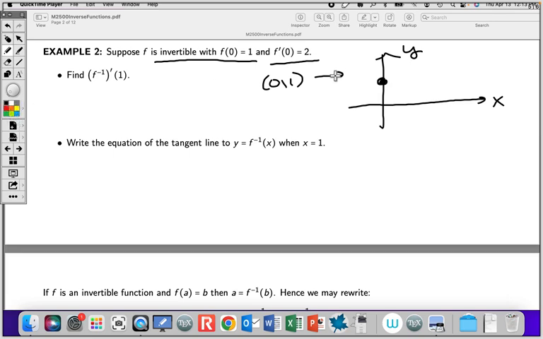And then we're told that the derivative at 0 is 2. So the fact the derivative exists tells us the function's locally linear. It's got a slope of positive 2. That means it looks something like that.